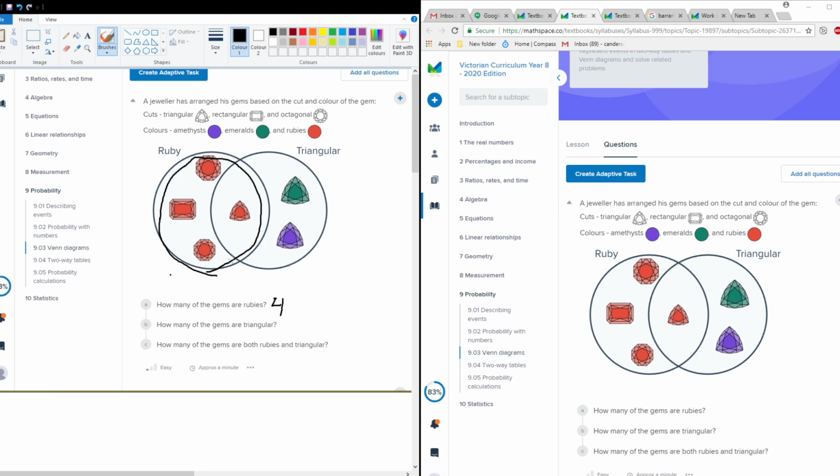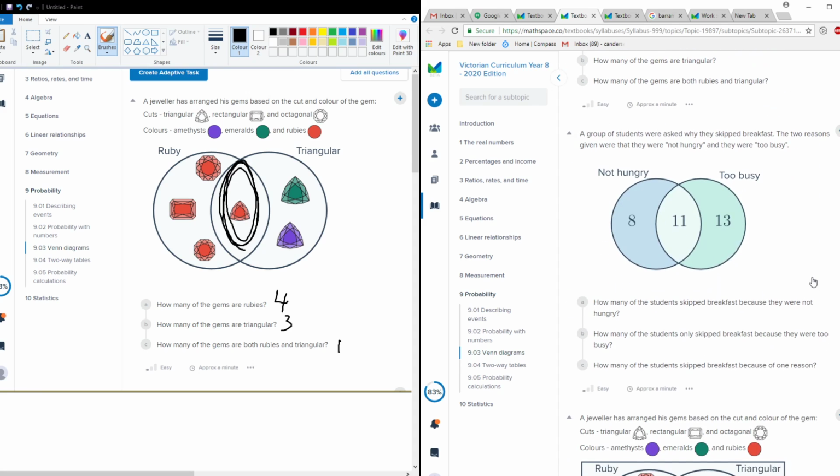How many of the gems are triangles? Well, you can see that this here is the triangle circle, so everything in this is a triangle. So you should be able to see that there's 3 triangles. And then this thing in the middle, this represents both, or and. So this is both rubies and triangles, so that would just be 1 there.